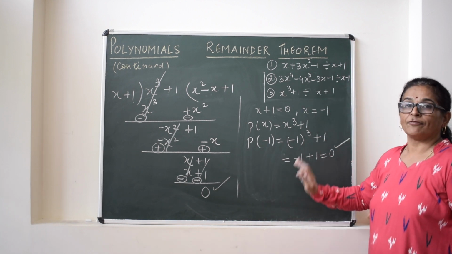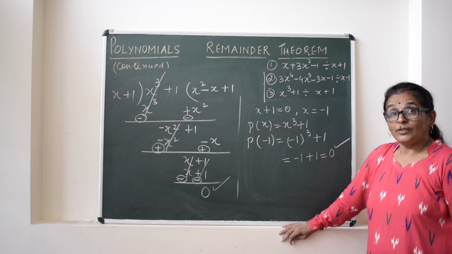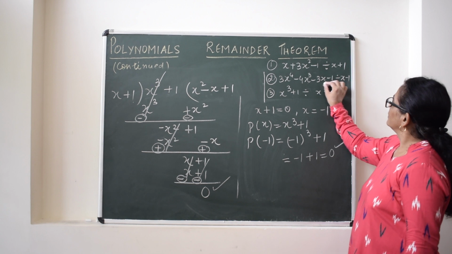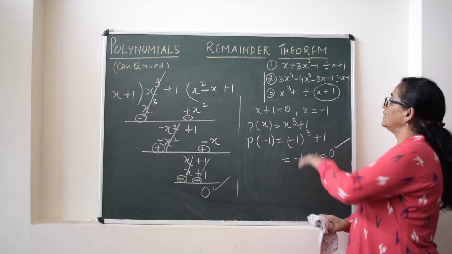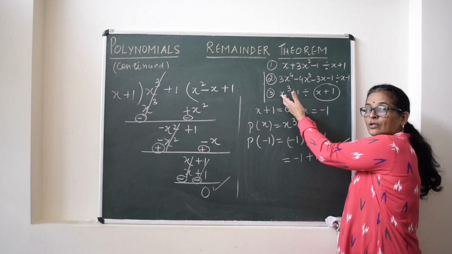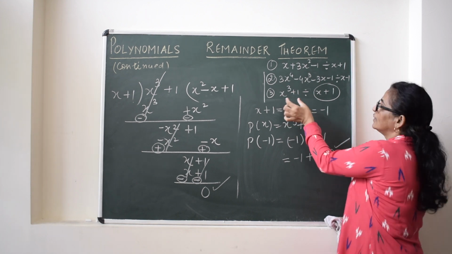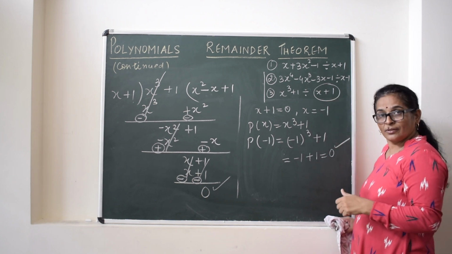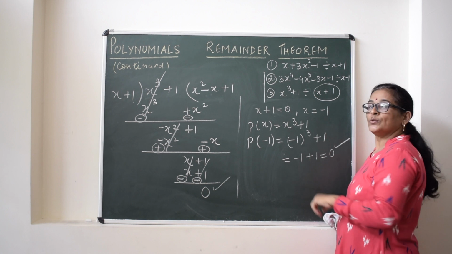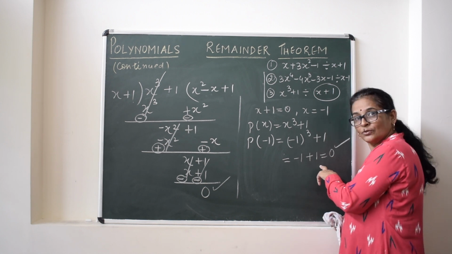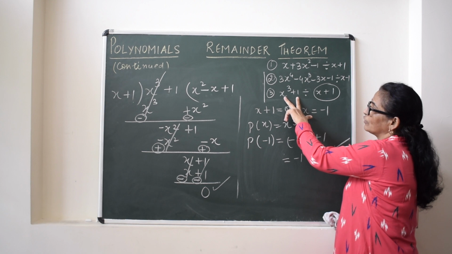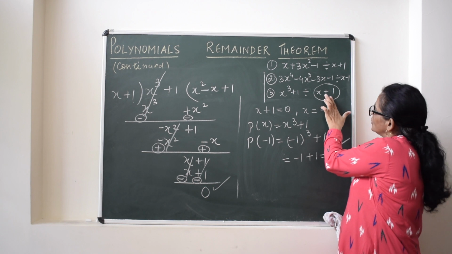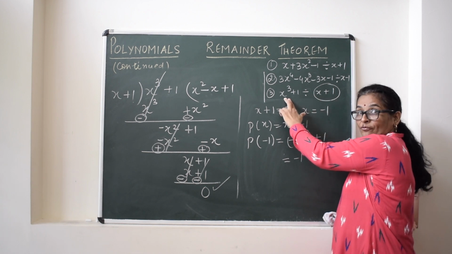So directly we can find out the remainder, and two conclusions. Sometimes it can be asked: find out whether the given polynomial is a factor of this polynomial or not, or in other words, find out whether x cube plus 1 is one of the multiples of x plus 1 or not. Then you can directly use the remainder theorem, and if the remainder is 0, then yes, the given polynomial p of x is a multiple of this g of x, or this g of x is a factor of p of x. Clear?